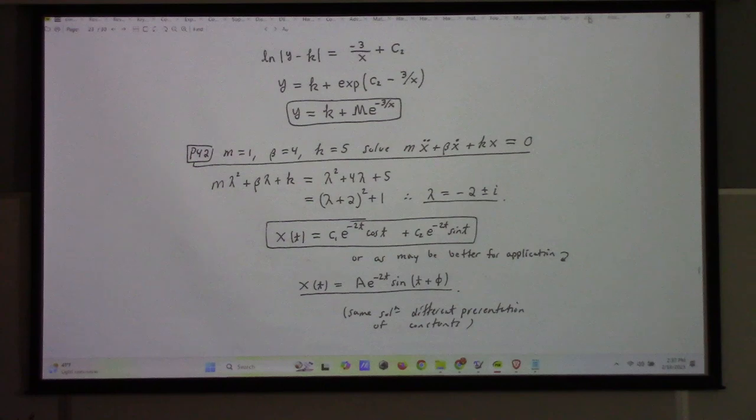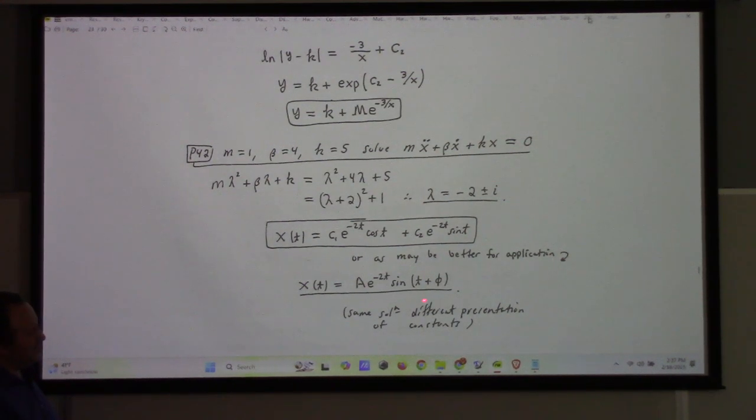Here you have mass 1, spring constant. This is a retarded spring problem. Mass 1, beta 4, spring constant k 5. That gives me m x double dot plus beta x dot plus k x equals 0. That's the setup here, right? And so this is my characteristic equation. I complete the square. I read off the solution. I write down the answer, and yeah.